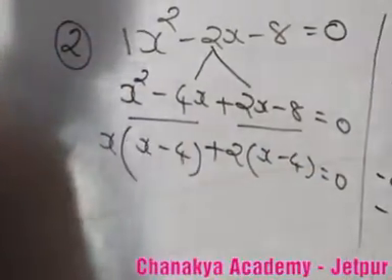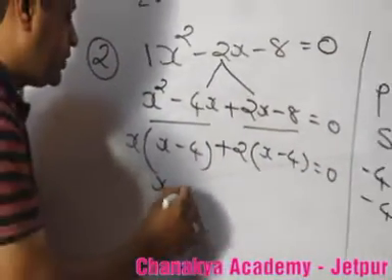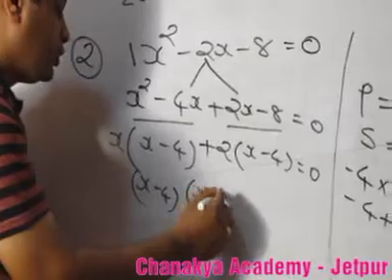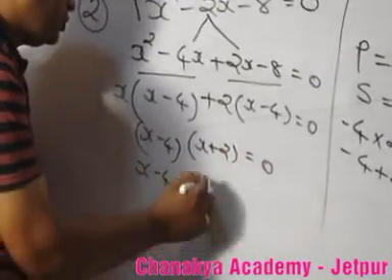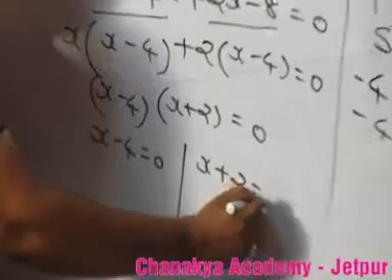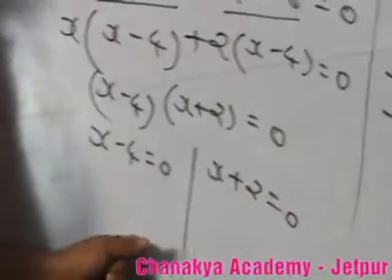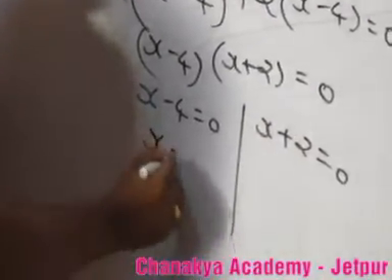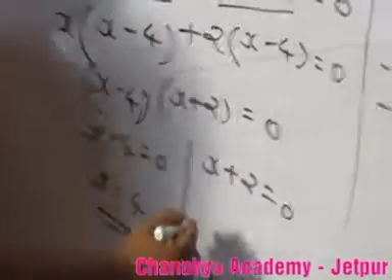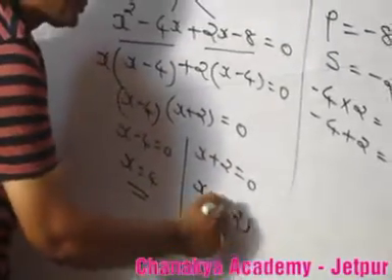Now taking x minus 4 as a common factor, x plus 2 equal to 0, x minus 4 equal to 0. We have compared x minus 4 equal to 0 and x plus 2 equal to 0. Here x equal to 4. The second value of x will be minus 2.